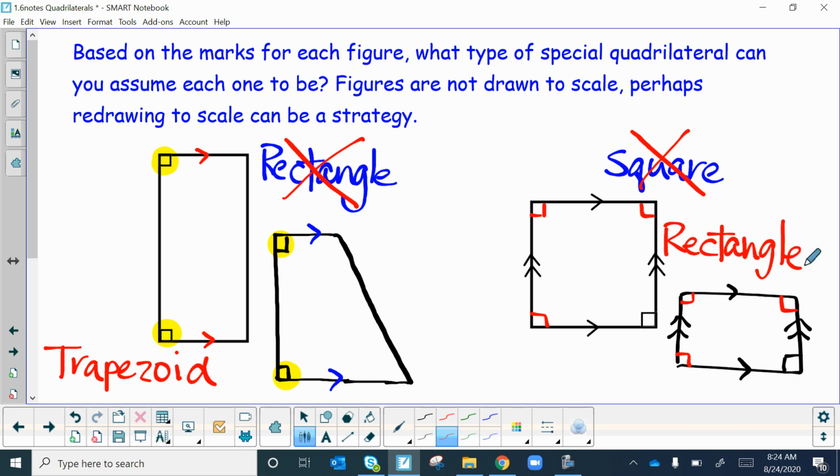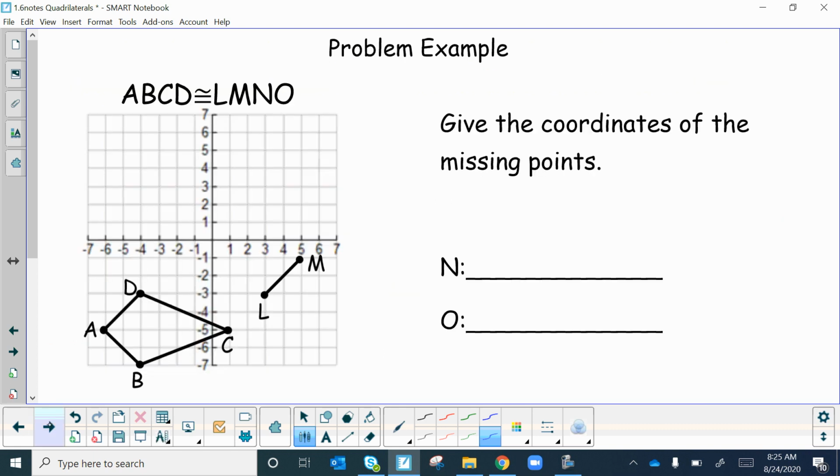Okay, so I'm going to give you some examples like this on your homework that you're going to have to maybe redraw or utilize the shape, the parallel markings, the tick marks, and the right angles to see what kind of figure it truly is. Okay, and I always think maybe redrawing them another way might help. Okay, all right, last one.